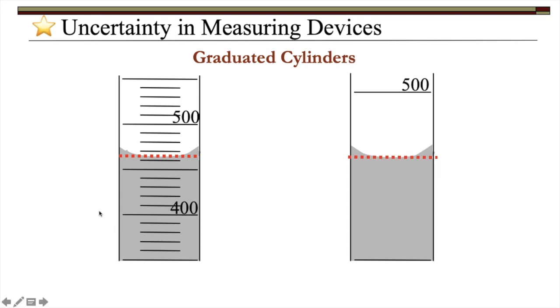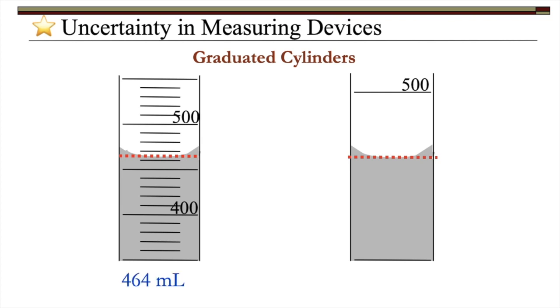So take a moment to write down what you think would be the measurements for both the graduated cylinder on the left going by tens and the graduated cylinder on the right that's going by 500s. All right, let's see how you did.